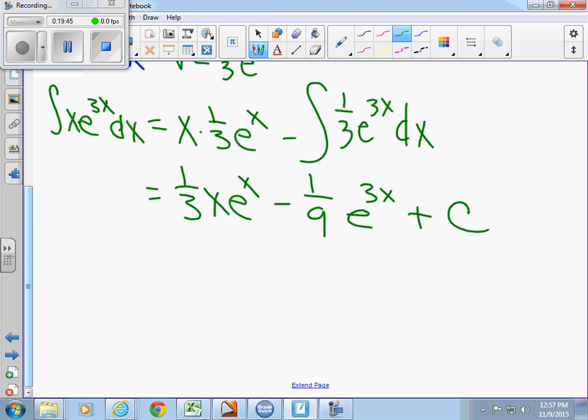So, when you're doing your homework tonight, do I expect to see work? Yes, otherwise I will assume you put it in your TI-89. But you can check them all in your TI-89 until you get the hang of this, until you're comfortable.